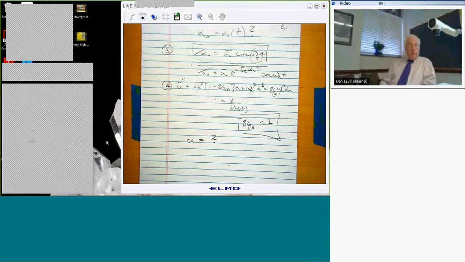Oh, I left out the damping. You want to put the damping in? Tough. Okay, I'll put the damping in. There's the humidity.